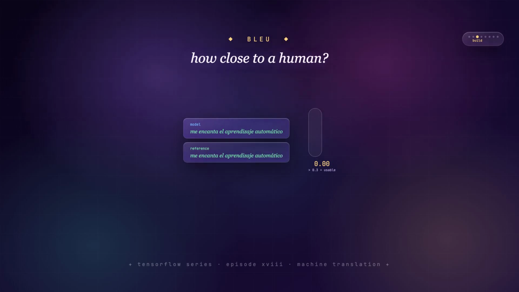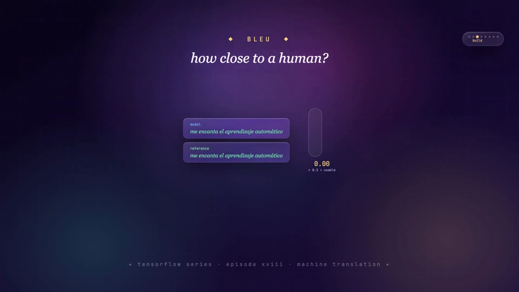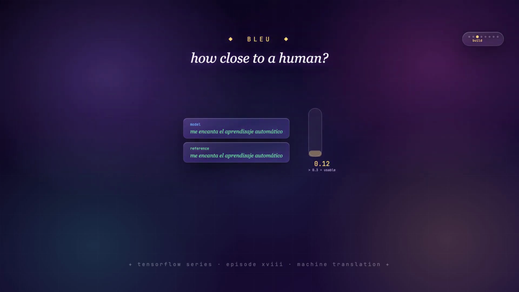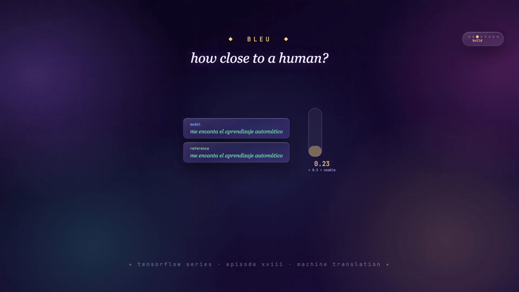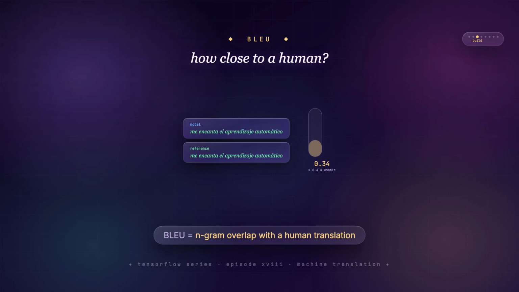Last concept: how do we know it's any good? We use BLEU. It compares the model's Spanish against a human reference translation and measures how much the n-grams overlap. 1 is a perfect match, 0 is gibberish. For a tiny model trained on a small dataset, anything north of 0.3 is a genuinely usable translator. Keep that number in your back pocket.